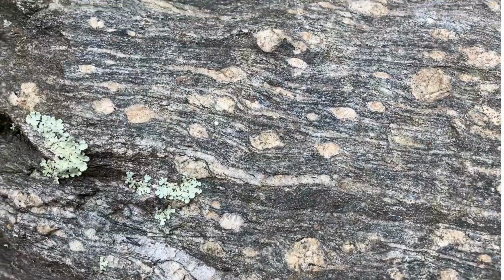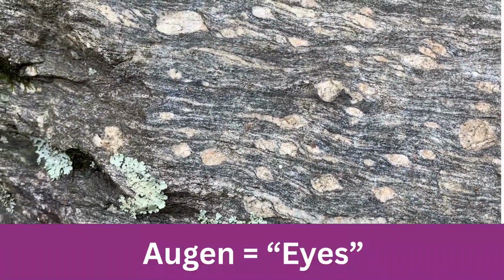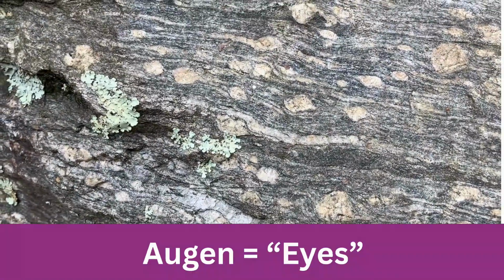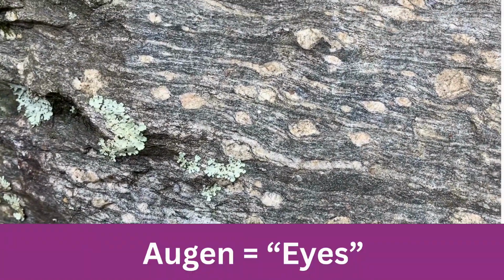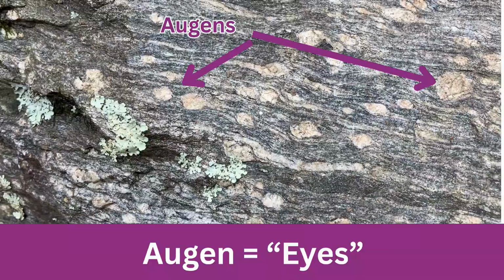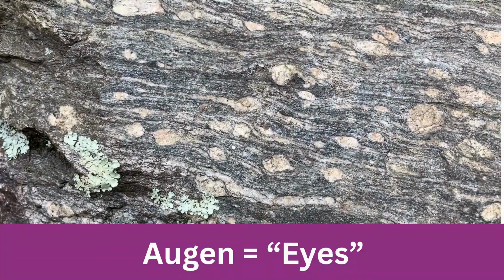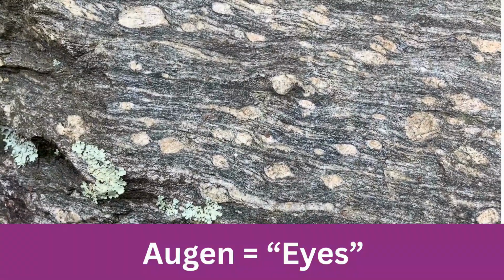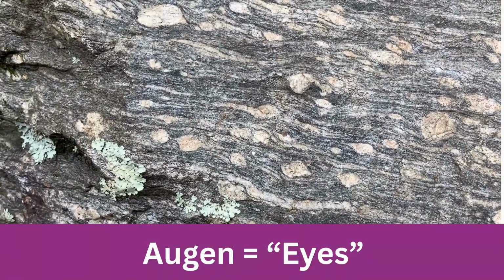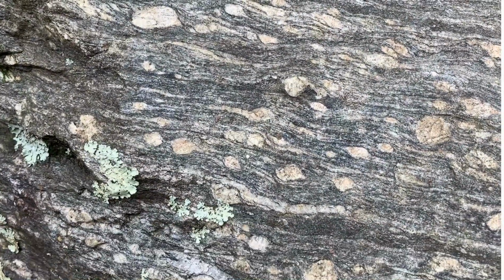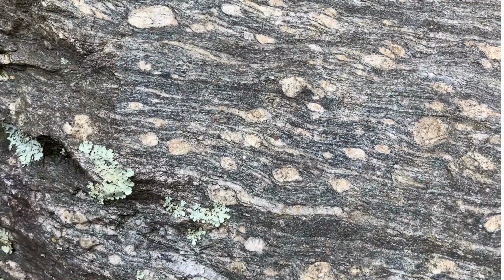Now, an Augen Gneiss like this one is characterized by these large oval megacrysts of feldspars known as augens, A-U-G-E-N-S. The word augen is derived from the German word for eyes because they form in these oval or lens shapes that look like human eyes. The augens form in the metamorphic rocks like this gneiss during intense deformation and shearing.